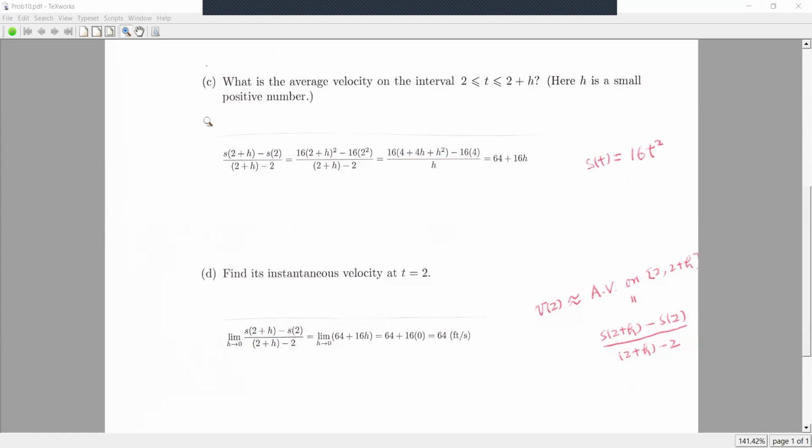Okay. So from part C, average velocity is 64 plus 16 times h. So we have this equation. Now, to find this limit, plug in 0 for h, then the limit is this number. This number is 64. So instantaneous velocity at the time 2 is 64 feet per second.